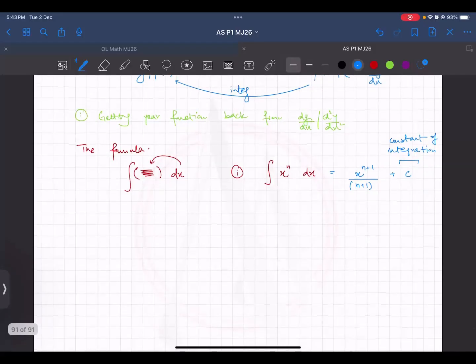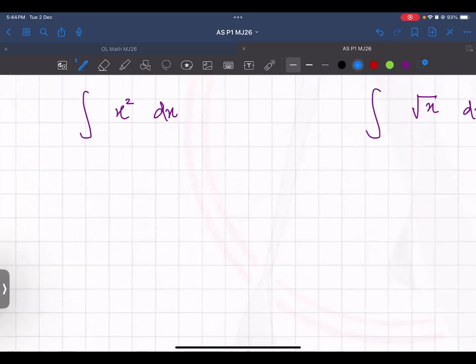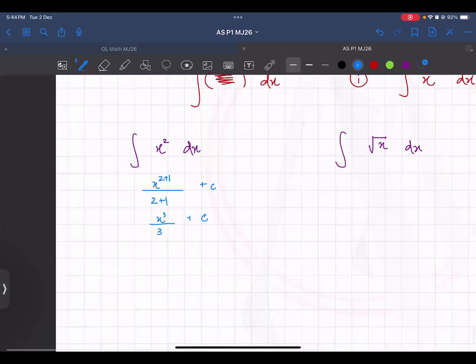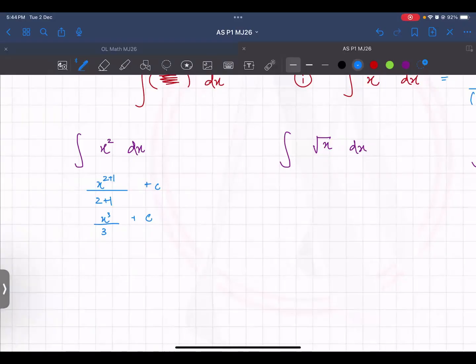So for example, if you have the integral of x power 2 dx, or the integral of square root x, or the integral of minus 6x minus 4, how would you integrate this? First of all, simple. The x power adds by 1, 2 plus 1, divided by the new power 2 plus 1, plus c. So this becomes x cube upon 3 plus c. This is it. Simple.